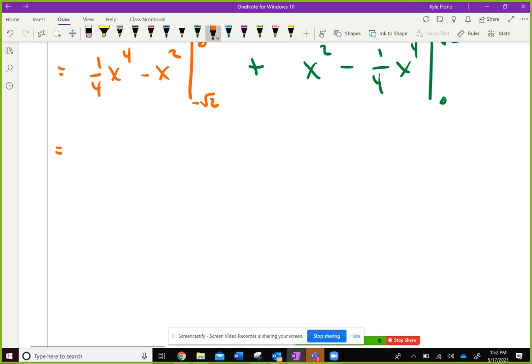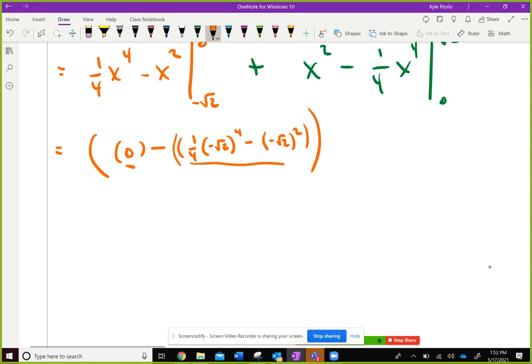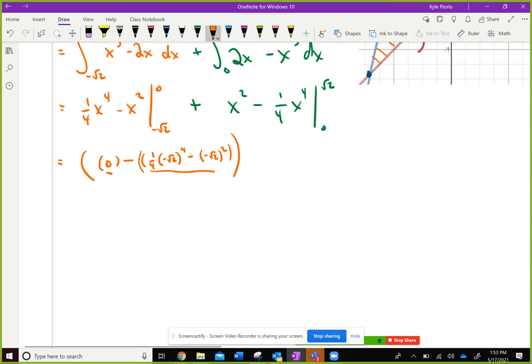If I plug in the top limit at 0, we all agree that when you plug in 0, it's going to be 0, right? Yes. So it's going to be 0 minus, when I plug in negative root 2, that's the fourth power minus negative root 2 squared. All right, so this is my f of a minus f of b. We just did that one really easy because we knew it was 0, right? Okay, I'll do the green one in a second, but we'll just stick with the orange one.